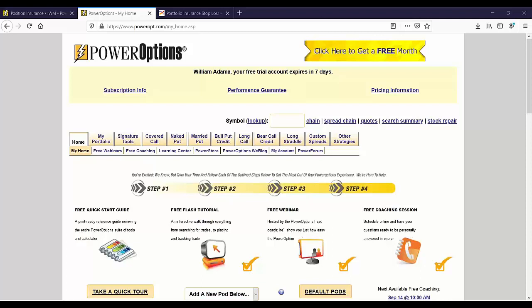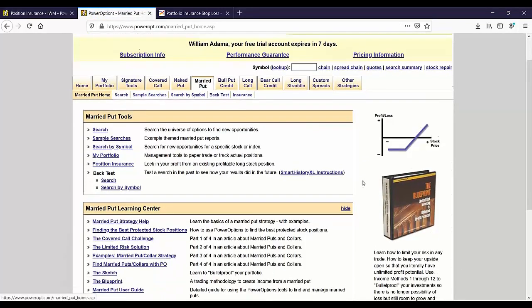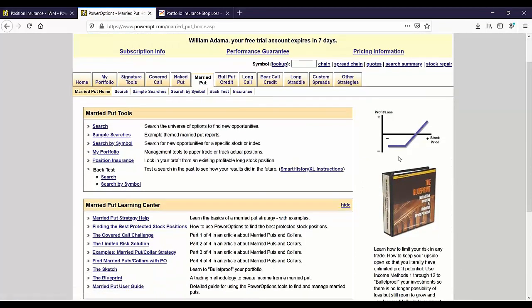The only thing I pay attention to when opening a married put position is going to be the percent implied volatility range. Let's go to married put real quick. And as you guys know, let me go back here very quickly. There we go. The married put approach we advocate, you sort of saw a hint of already. It's what's talked about in the blueprint known as the radioactive trading techniques.